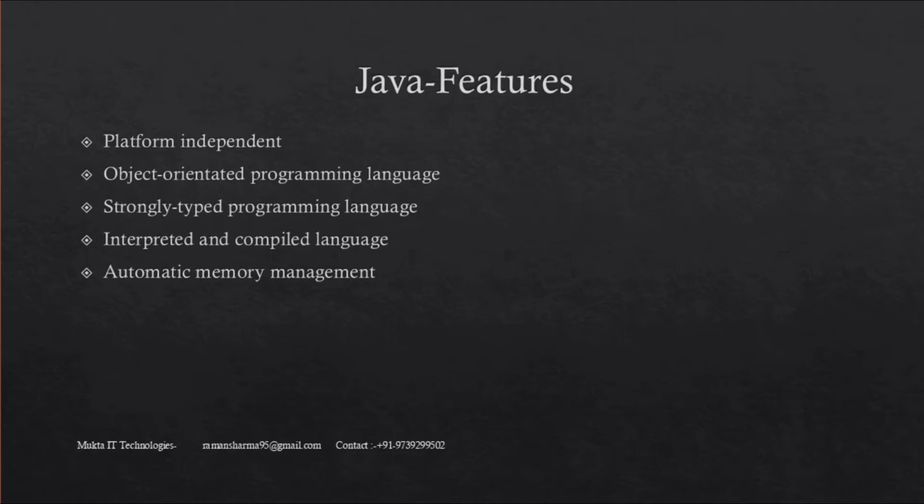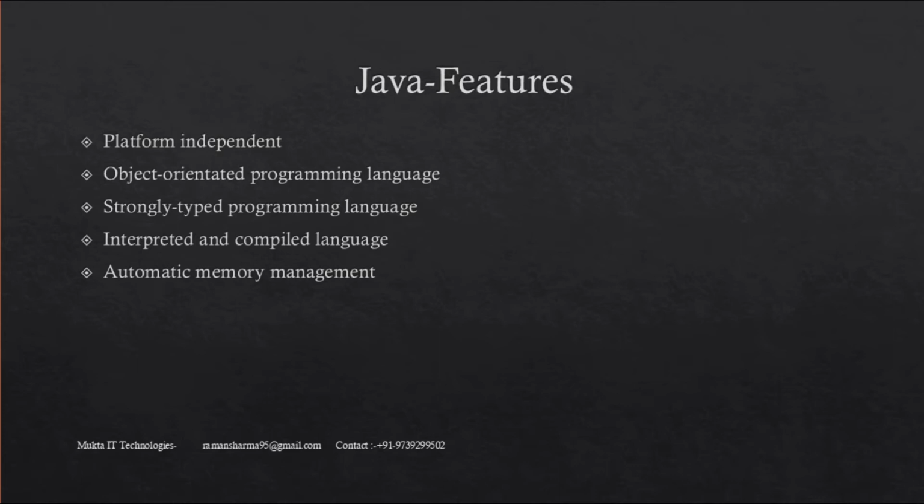So what are the features of Java? Java is platform independent. Platform independent means you can run Java on different operating systems like Windows, Linux, Mac, etc. It has object-oriented programming language features, like it follows abstraction, encapsulation, polymorphism, and inheritance, which are the pillars of object-oriented languages.